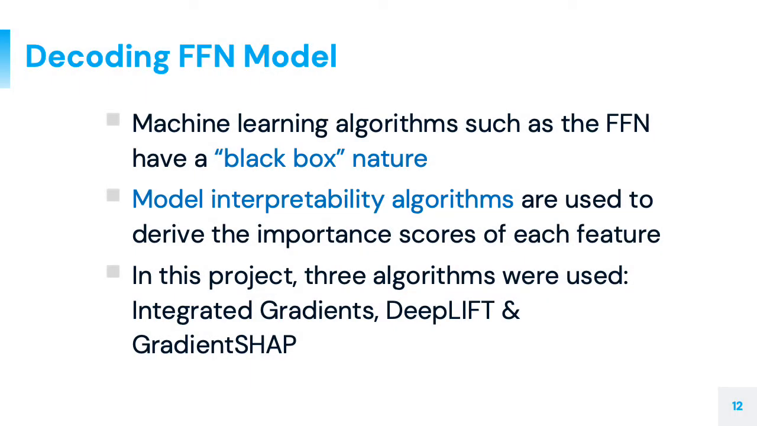While machine learning algorithms can be highly accurate in providing predictions, they are largely known as black boxes. That is, it is difficult to understand the models. Thus, we use model interpretability algorithms such as integrated gradients, DeepLIFT, and GradientSHAP to derive feature importance scores, which provide insights on the biomarkers of AD.